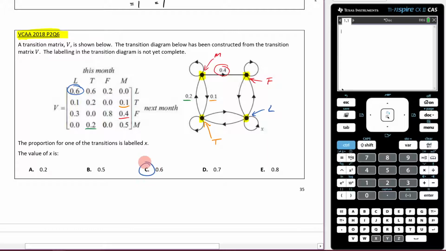So hopefully that makes sense on how we approach this and how we kind of broke it down. And yeah, hopefully you found this helpful.